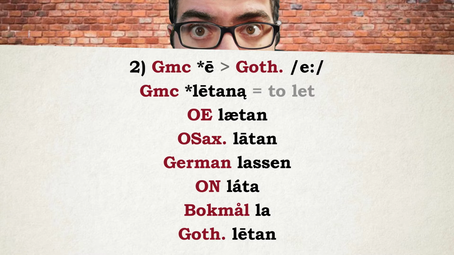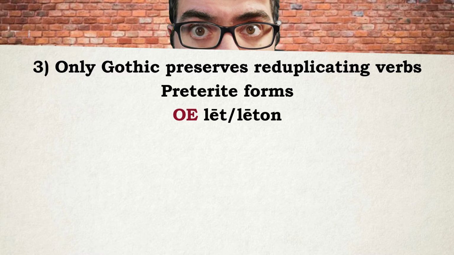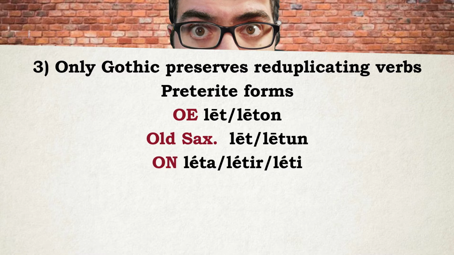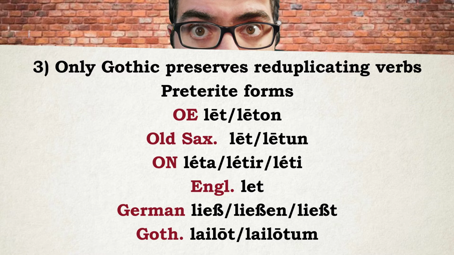Talking about this verb, we can introduce something about morphology. Gothic is the only language that kept reduplicating past forms. You know, the ones belonging to the 7th class we already talked about in video number 7. The same verb was let in Old English, let or letun in Old Saxon, leta, letir, leti in Old Norse, and the same today, let in English for all persons, or lees plus desinences in German. But Gothic has lelot for the first singular person or lelotum for the first plural person.